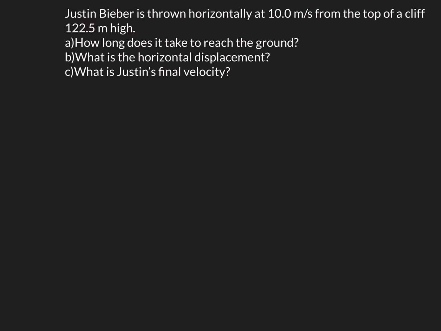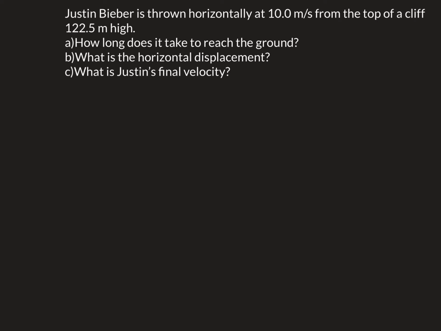In this example, we have Canadian pop icon Justin Bieber, and he's being thrown horizontally at an initial velocity of 10 meters per second from the top of a cliff, and the cliff is 122.5 meters high. So we're going to take a look at how long it takes him to reach the ground, what his horizontal displacement is, and then what his final velocity is.